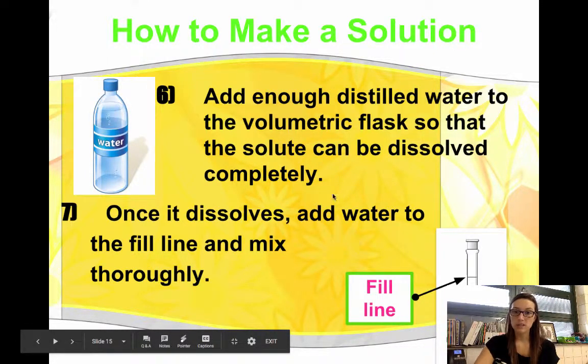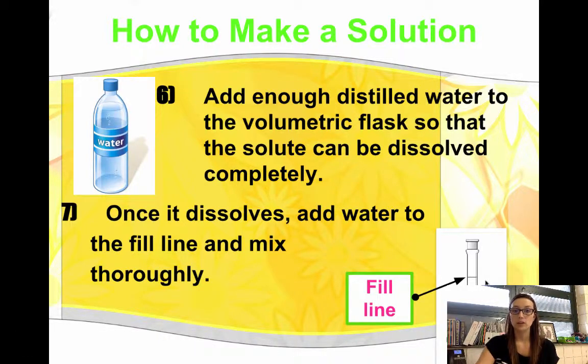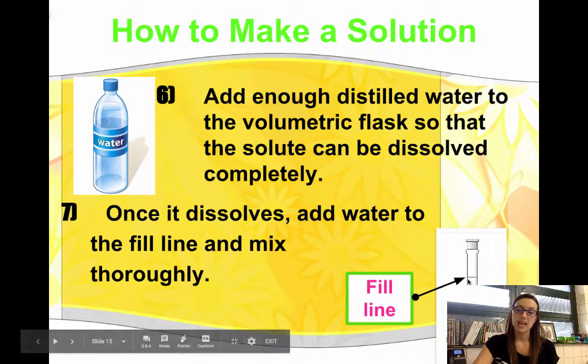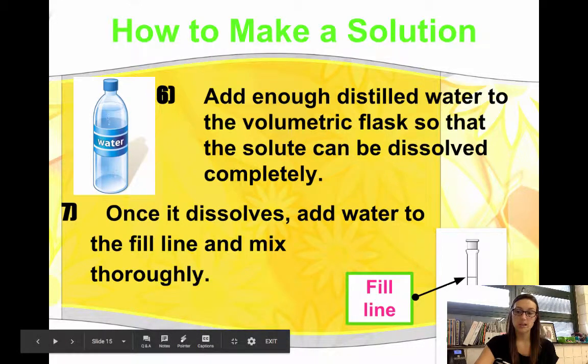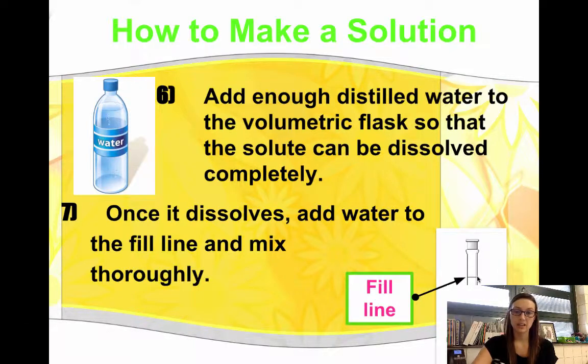Now once the solid dissolves, you're going to add water up to this fill line, and then you'll make sure that it's mixed. Now this fill line is going to create the exact volume of solution needed. So if this were a 1,000 milliliter volumetric flask, this line creates exactly 1,000 milliliters or 1 liter of solution. So those are the steps that you go through to make a solution in the lab.